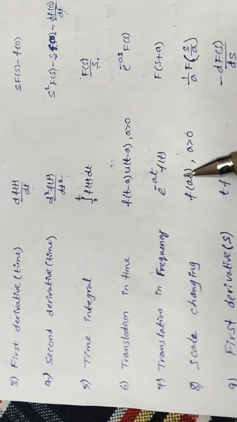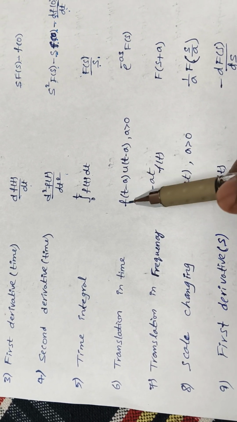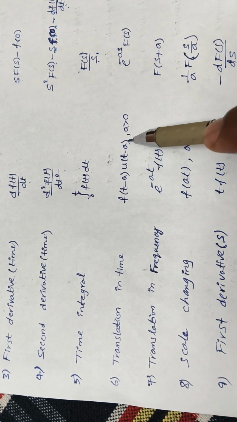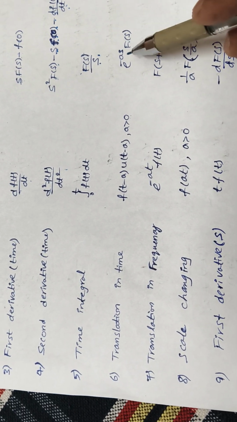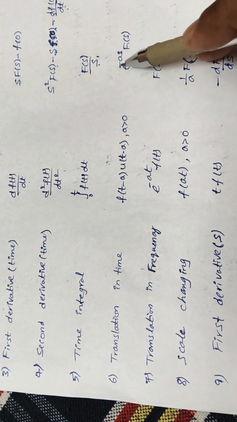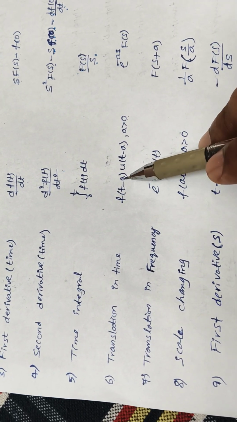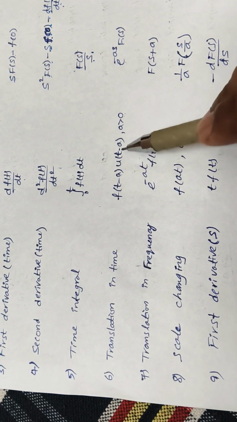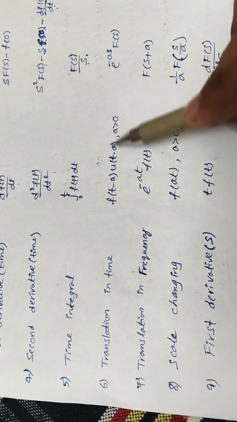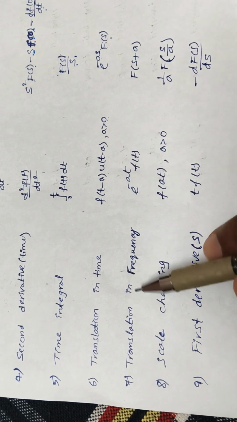Translation in time. If a shift occurs in time, f of t minus a into u of t minus a, where a is greater than 0, in the s domain the same shift can be represented with e power minus as. F of t minus a, represented with the unit step function u of t minus a, this shift can be represented with e power minus as into F of s.